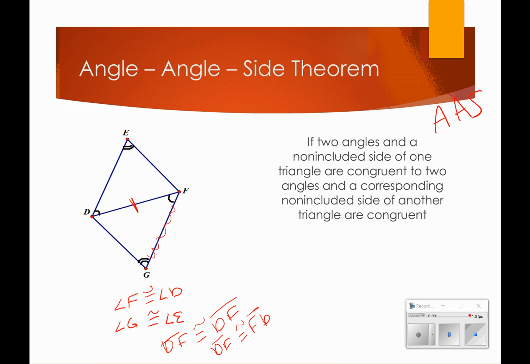Okay, so we've got that congruent to itself by reflexive property. And if my niece is watching, it's her favorite property. It's the only one she knows. She swears she knows a lot more than that.